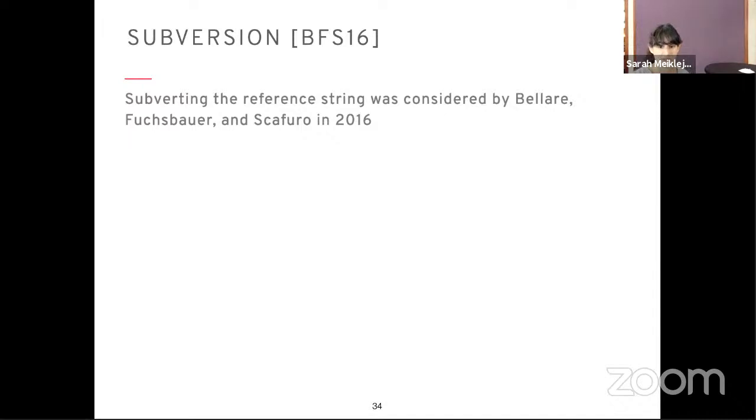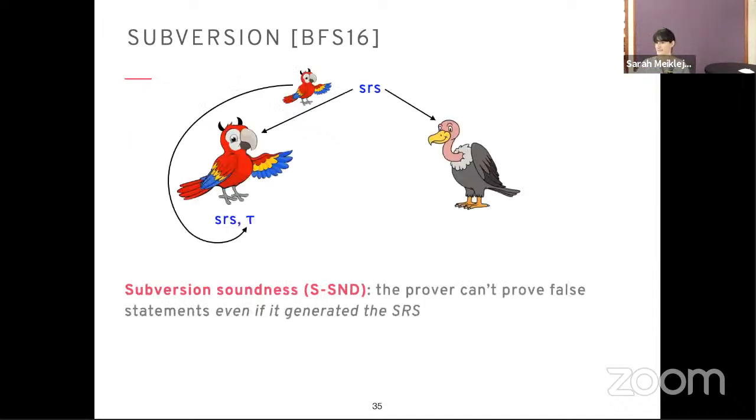To be honest, it's really not so different from the normal definitions, at least for the purposes of my talk. So basically, subversion soundness just says that the prover can't prove false statements, even if it actually generated the reference string entirely by itself.